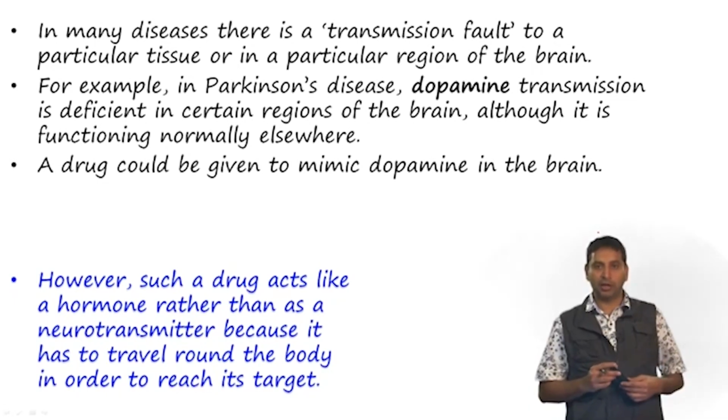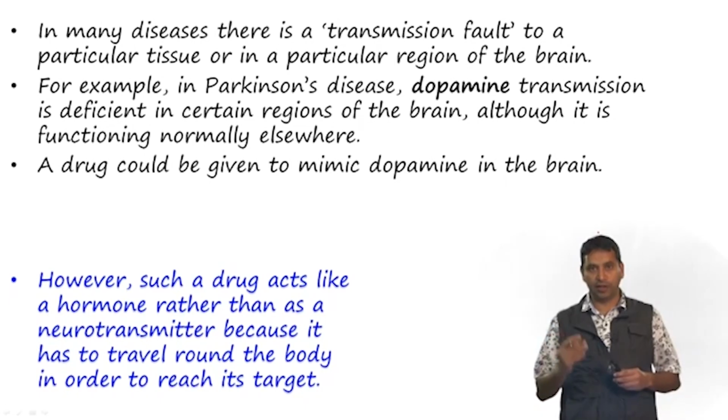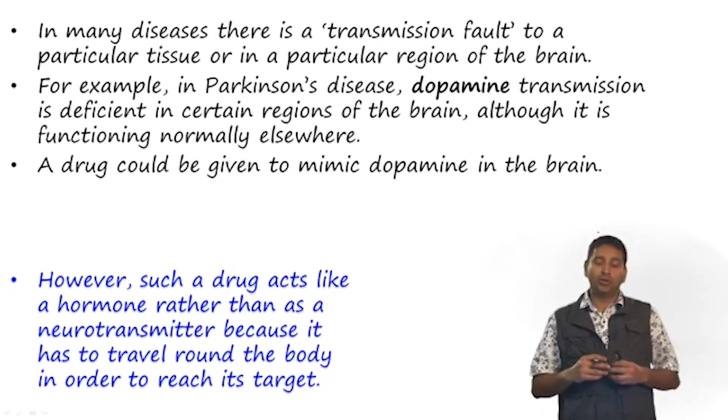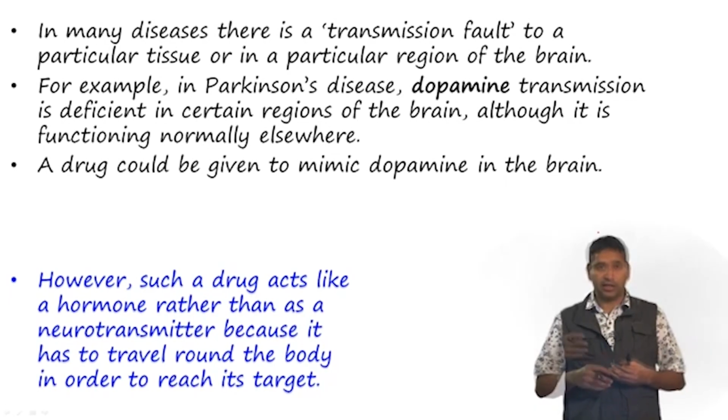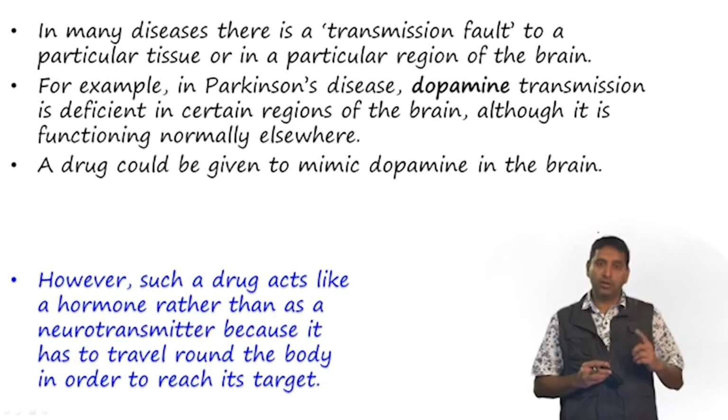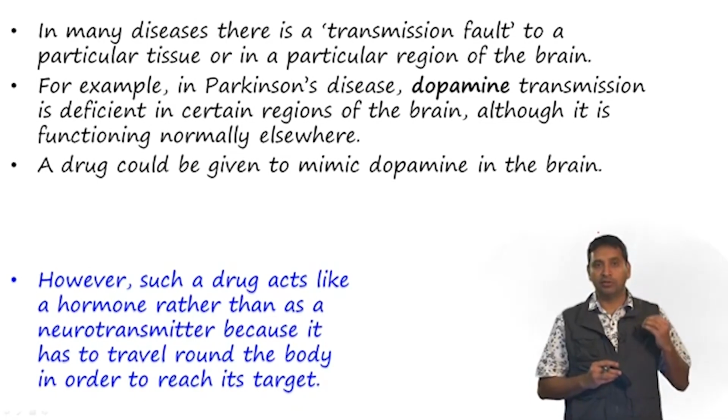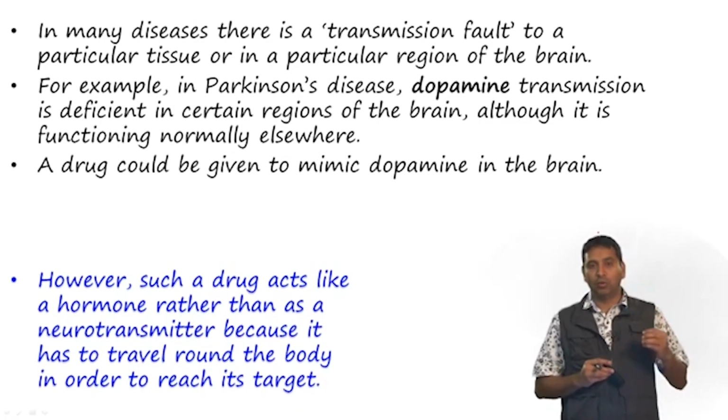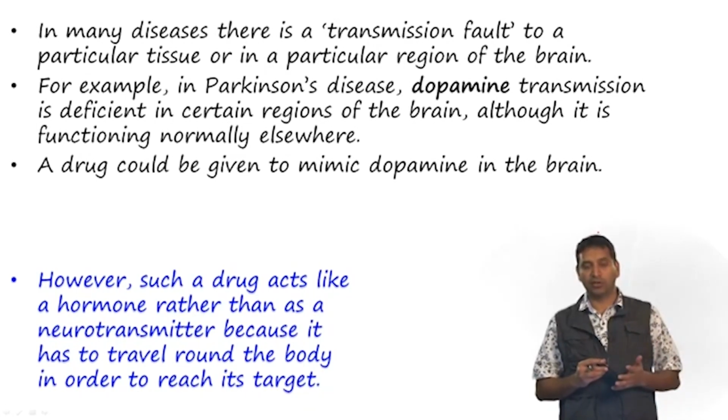For example, in Parkinson's disease, dopamine transmission is deficient in certain regions of the brain, although it is functioning normally elsewhere. So, if we can develop a drug that can mimic dopamine in the brain, then that would be very useful. However, once we administer a drug such as this, the drug acts like a hormone rather than as a neurotransmitter.